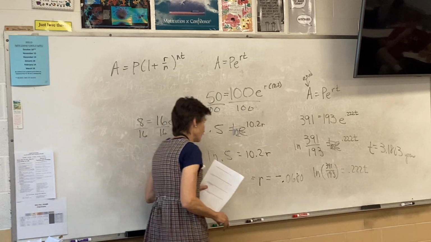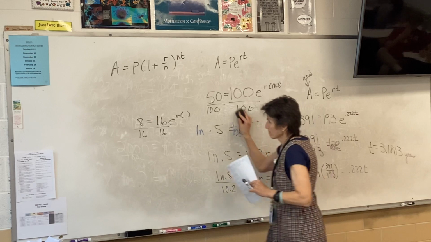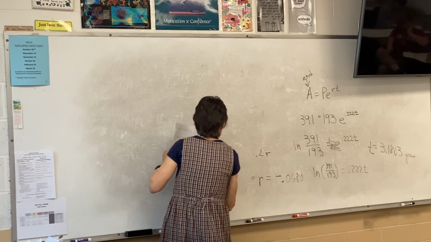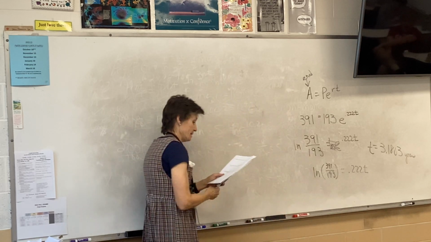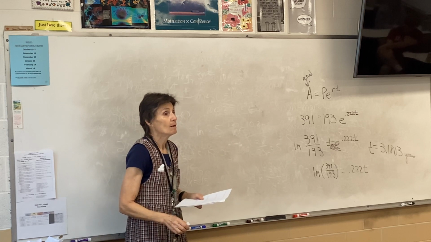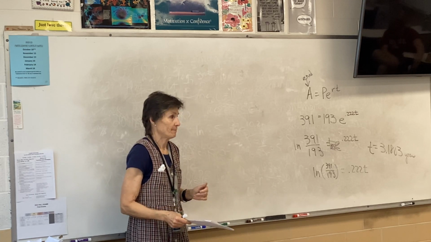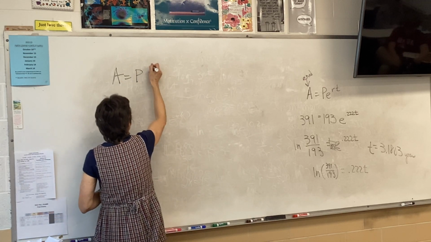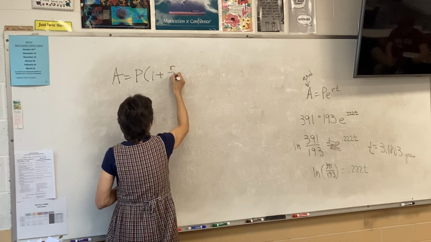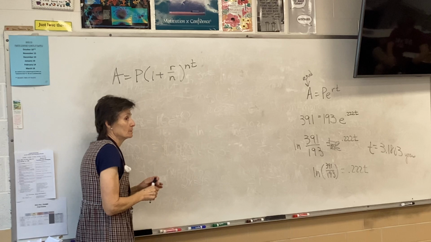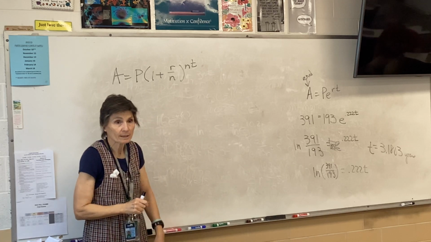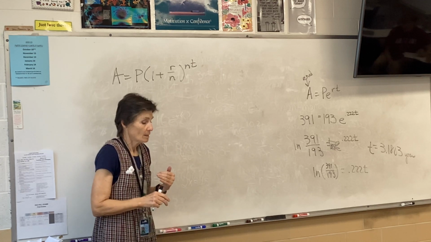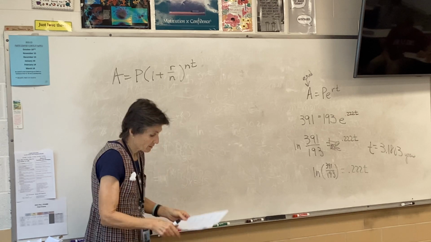Number 7, read it, pick a formula. That's money, so it could be either one. But it's compounded monthly, so it's the long one. It says compounded monthly. So which one is that? A equals... Yep, that's the bigger one. Because compounded monthly, I draw a line under that so you remember. Compounded monthly. Okay.